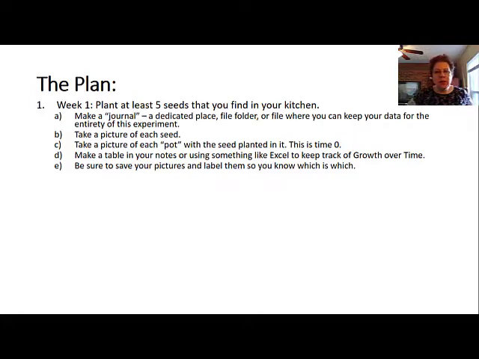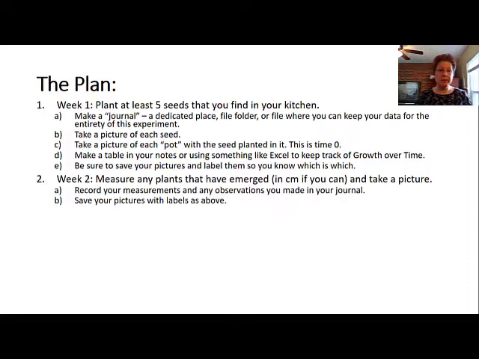Right. Once you plant your seed, take a picture of the pot with the planted seed in it. This is your time 0. Right, there is no growth at time 0. So your growth at time 0 will be 0. Make a table in your notes. You can use Excel, you can use something similar, and you're going to be keeping track of growth over time. And be sure to save your pictures and label them so that you know which is which, because this is going to go over several weeks.